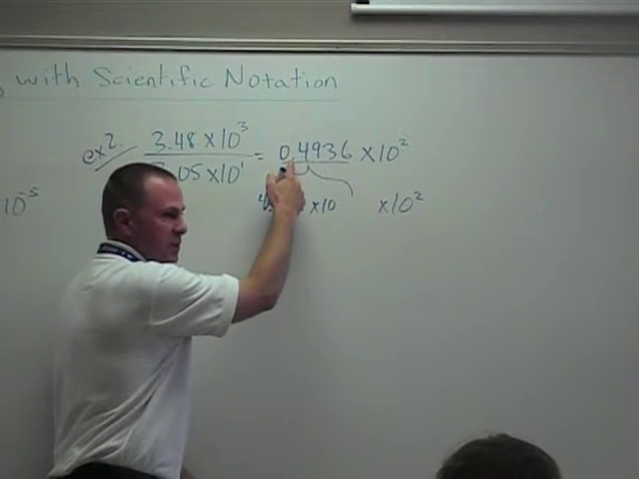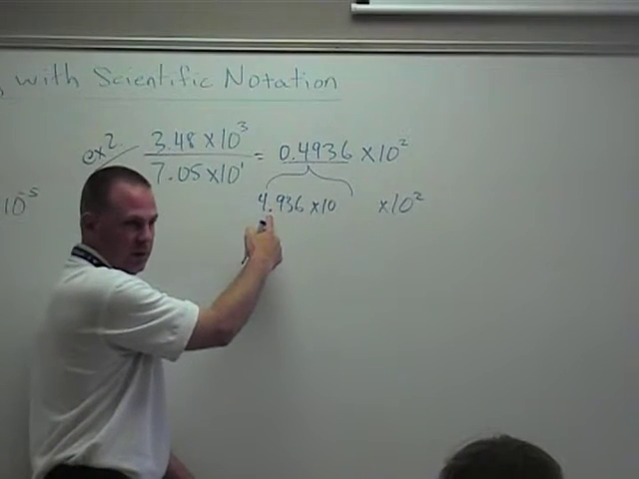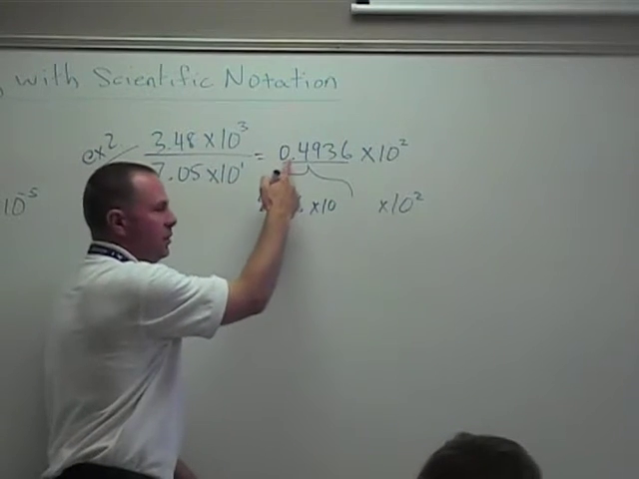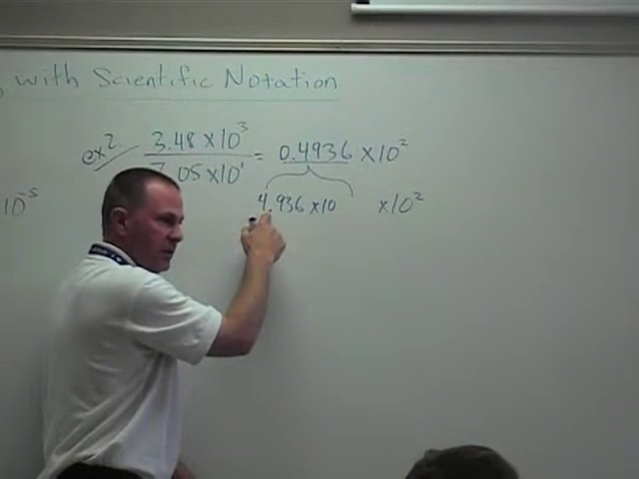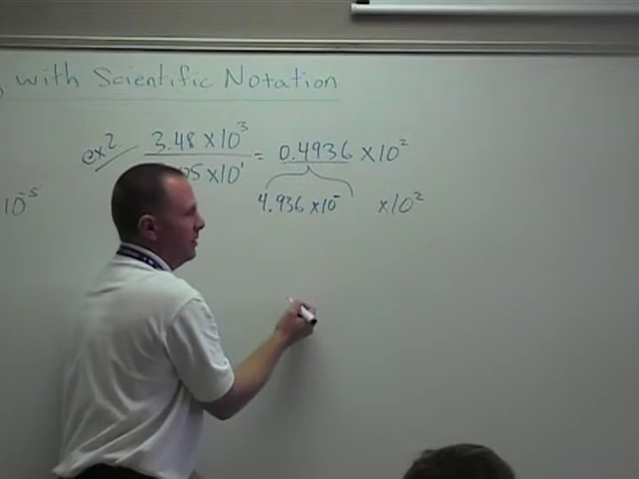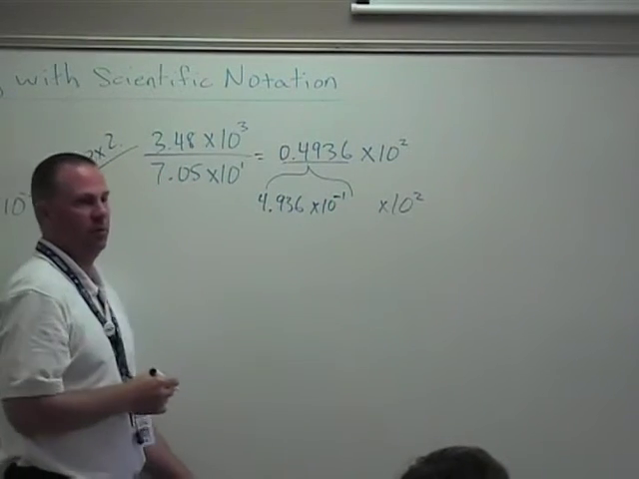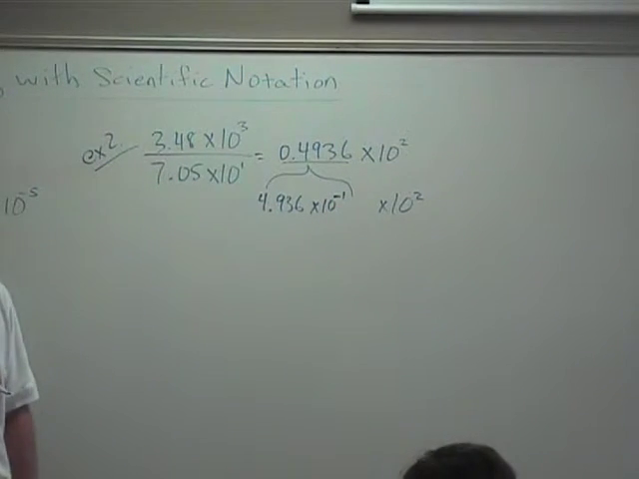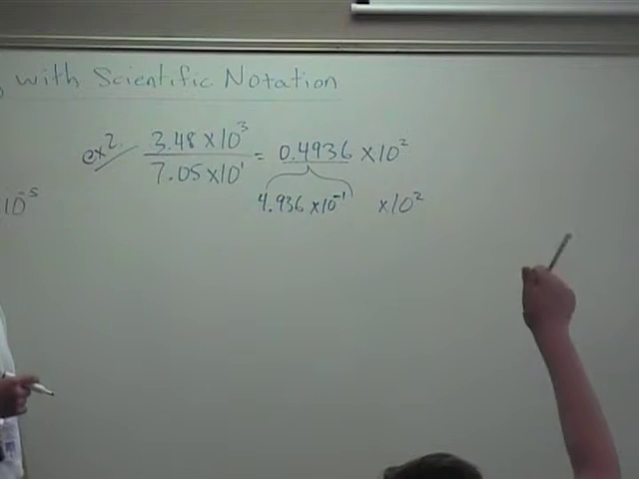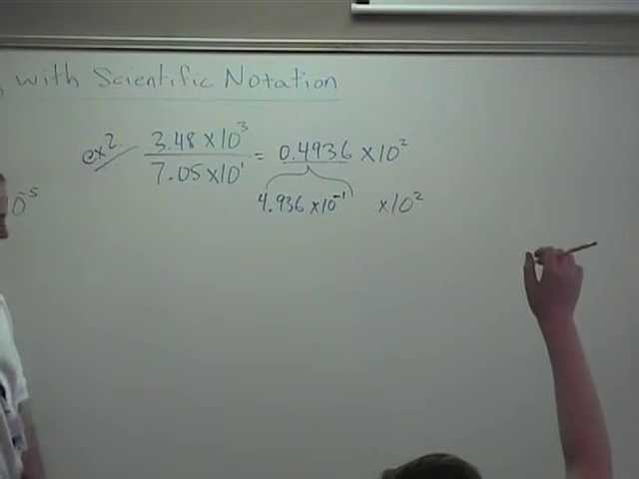I don't care what this decimal's doing. I care what this decimal's doing. This has got to be equal to that. So what does this decimal have to do? Move it to the left. How many places? 1. That's why it's a -1. So the answer is 4.936 times 10 to the -1.